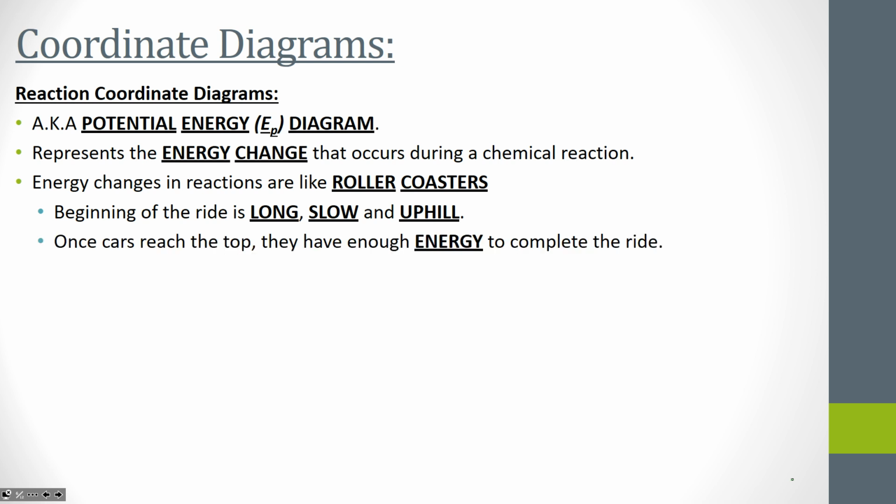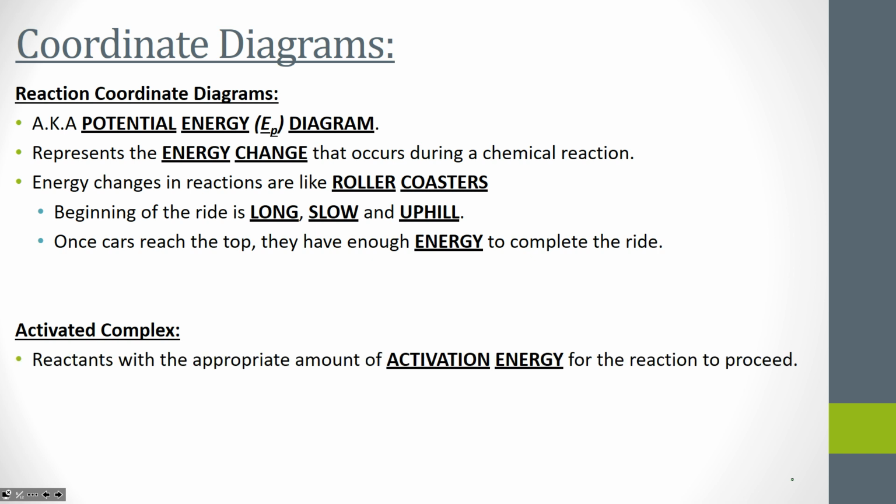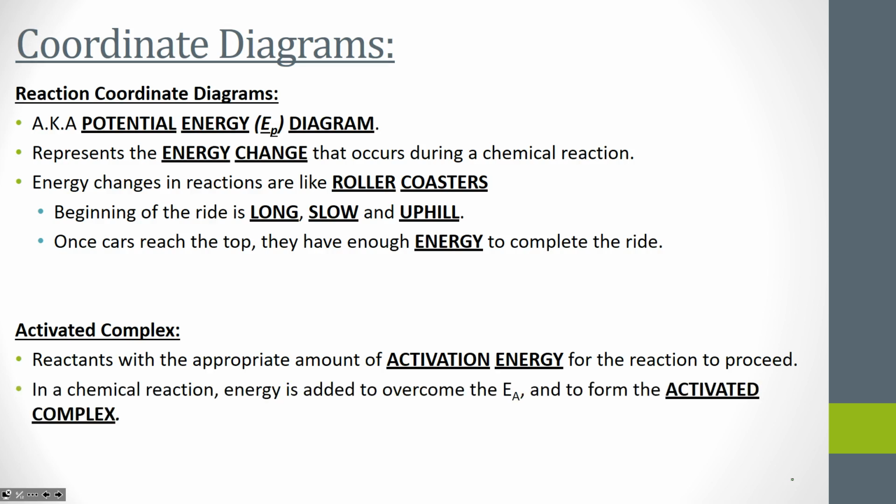Once the carts reach the top, then they have enough energy to complete that ride. And that's at that point where you crest the hill in the roller coaster, you are now activated. You have enough energy, the ride is going to happen, and you will finish that reaction or that ride. So reactants with that amount of energy are called the activated complex. In a chemical reaction, the energy is added to overcome that activation energy and form that complex.